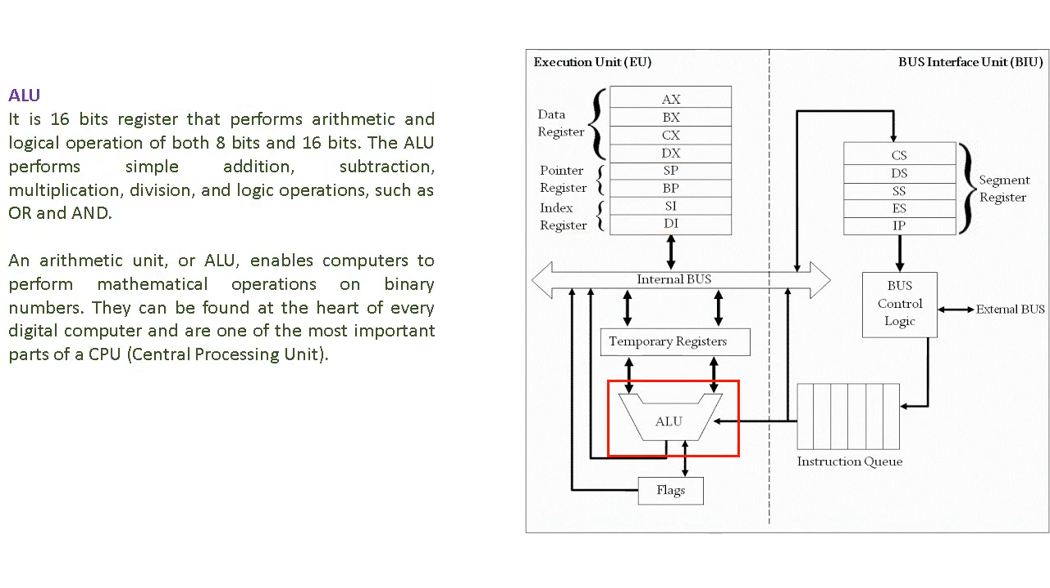Now let us understand what is ALU. It is a 16-bit unit that performs arithmetic and logical operations of both 8 bits and 16 bits. The ALU performs simple addition, subtraction, multiplication, division, and logical operations such as OR and AND. An arithmetic logic unit, or ALU, enables a computer to perform mathematical operations on binary numbers. They can be found at the heart of every digital computer and are one of the most important parts of a CPU, that is the central processing unit.